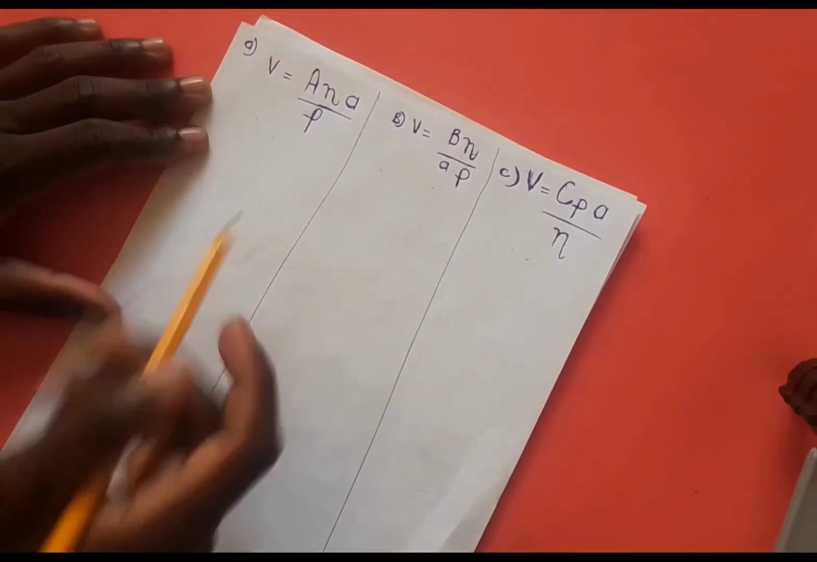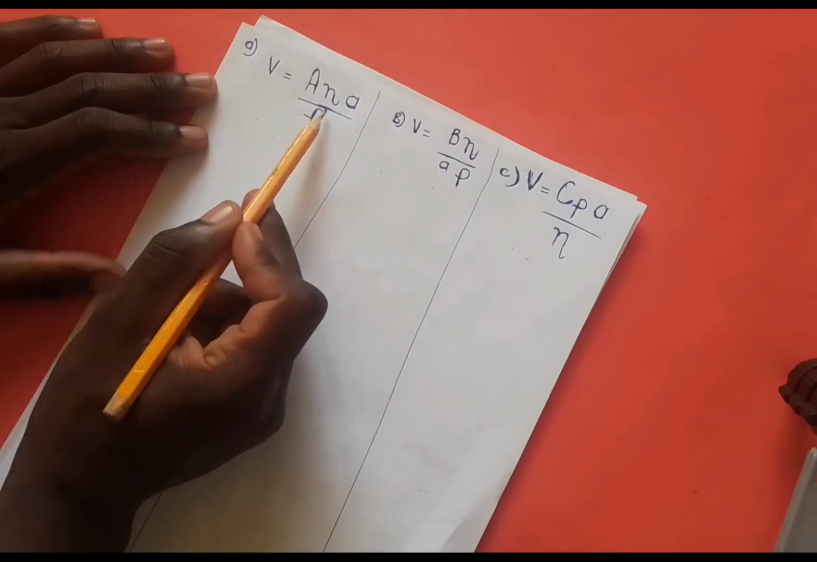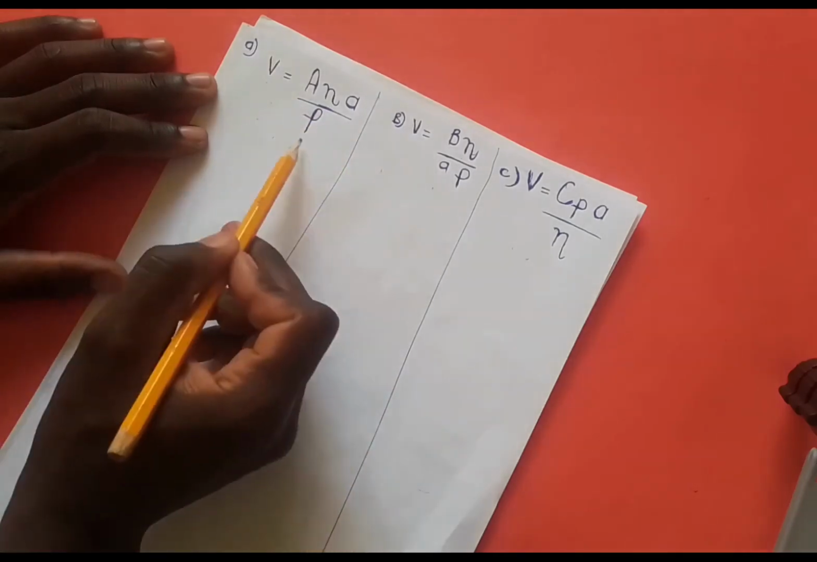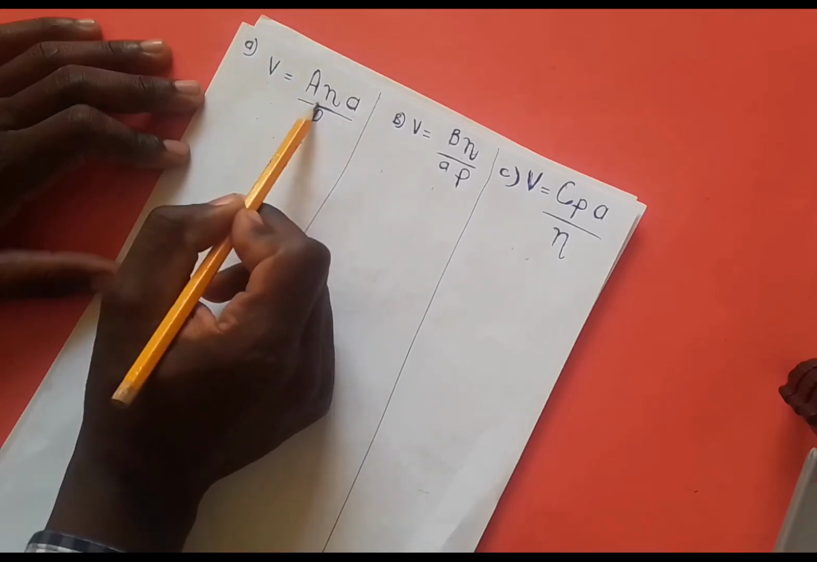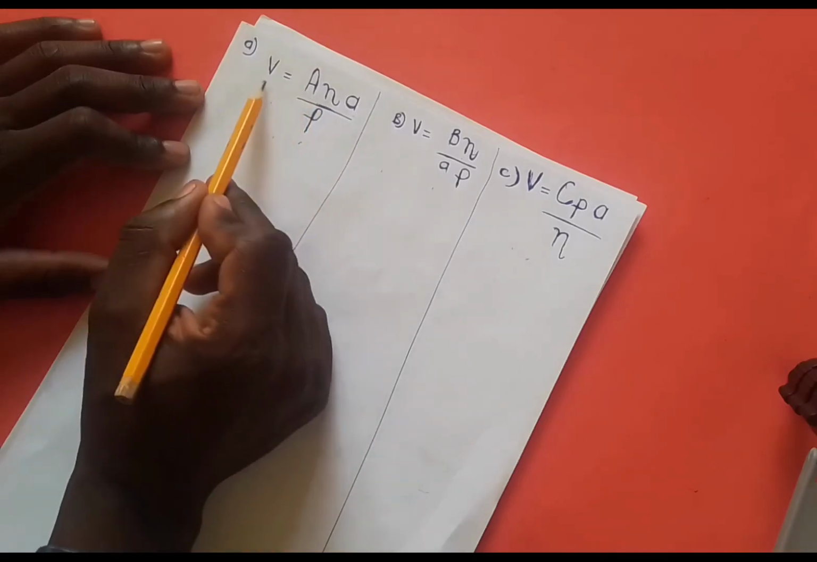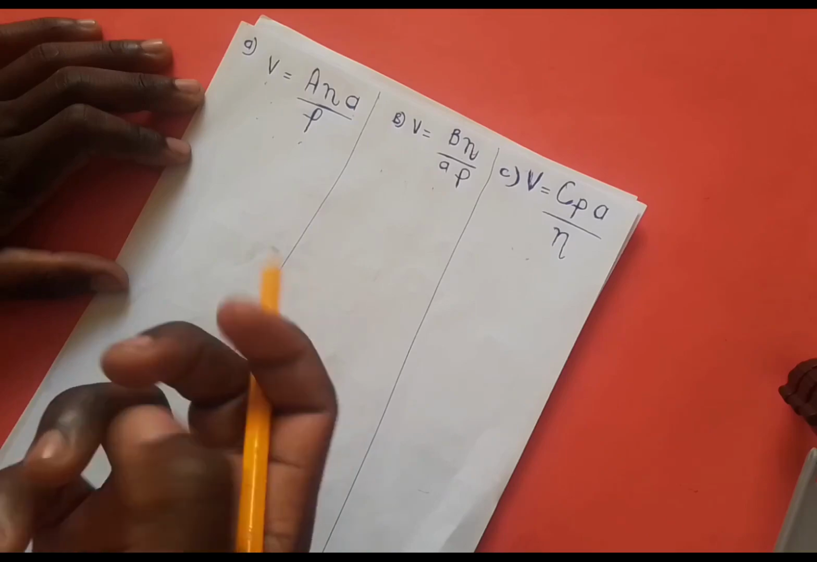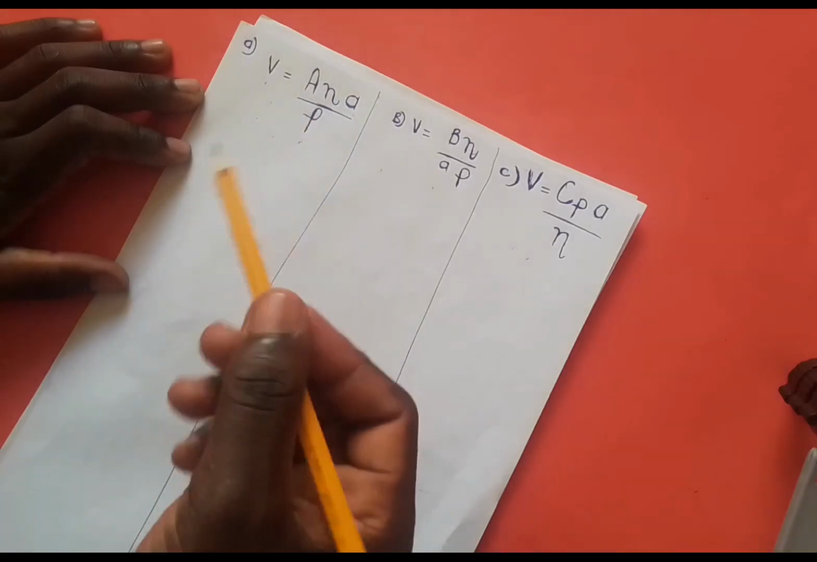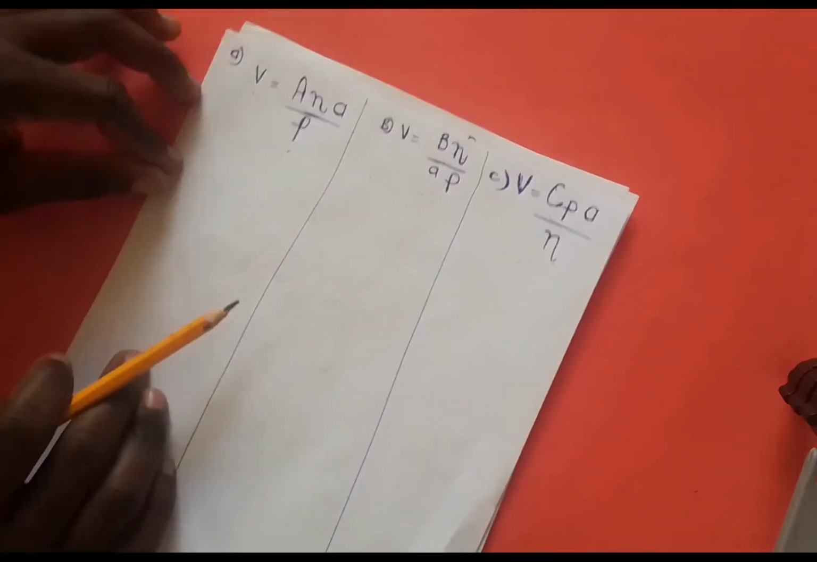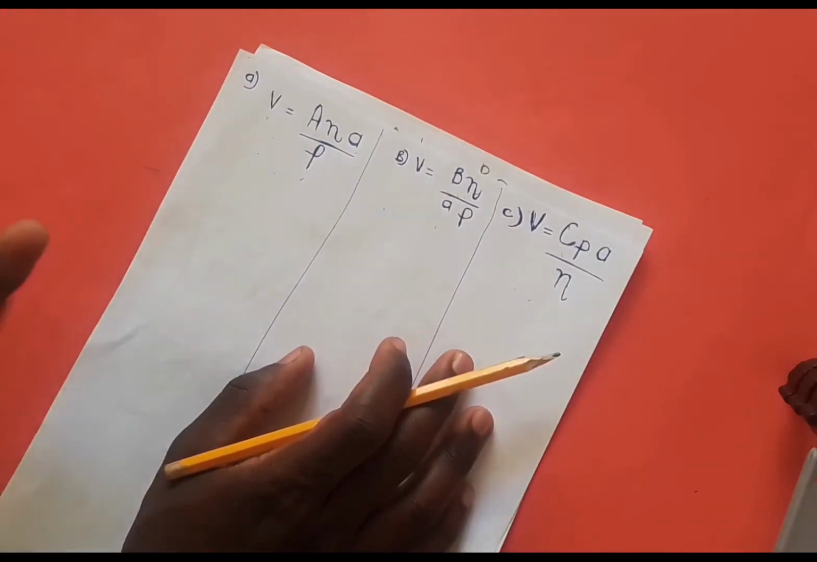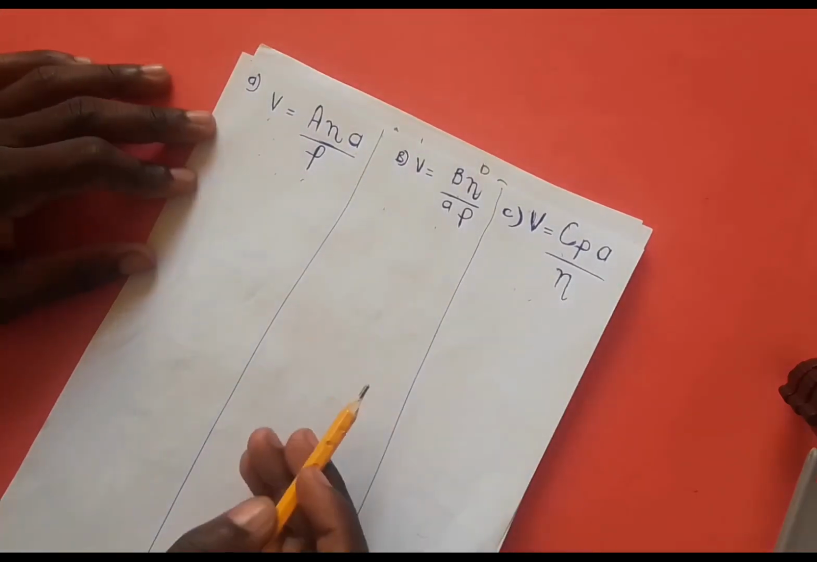So equation A: V is equal to A nu A over rho. This A stands for width, nu stands for viscosity, V stands for velocity, and rho stands for the density. Then A, B, and C are constants. So let's start substituting the variables with their units.